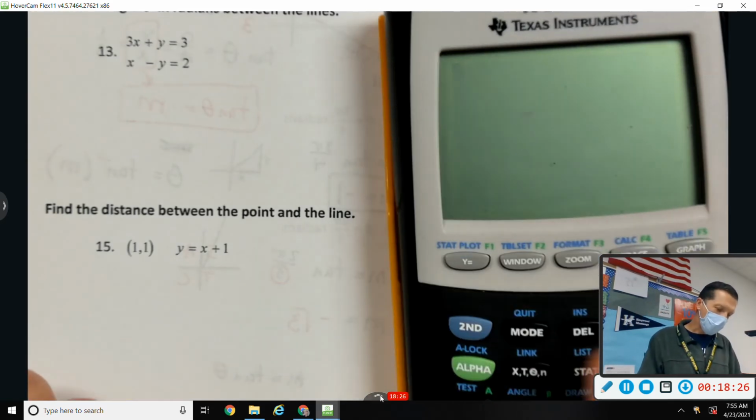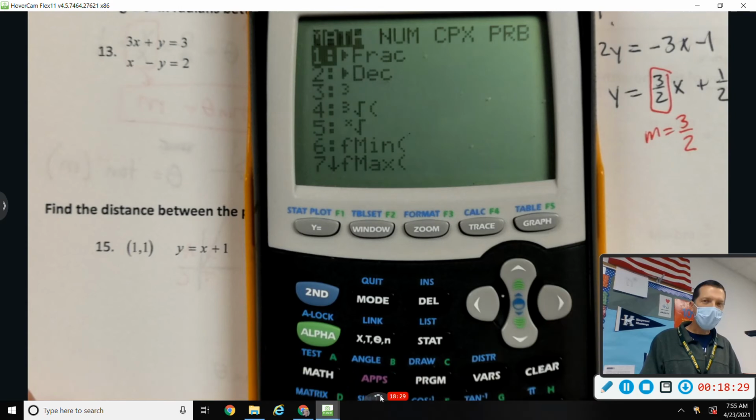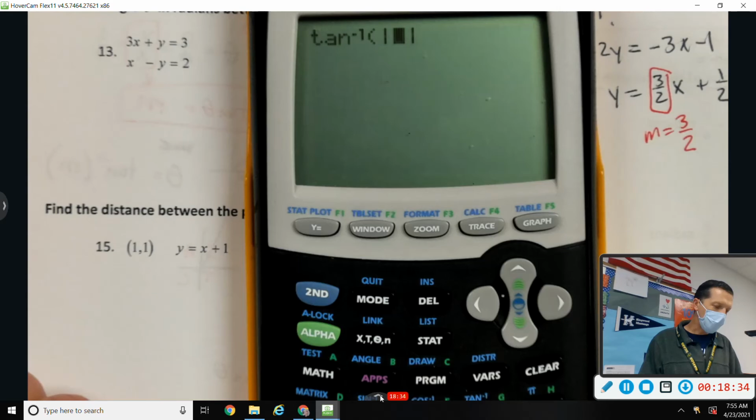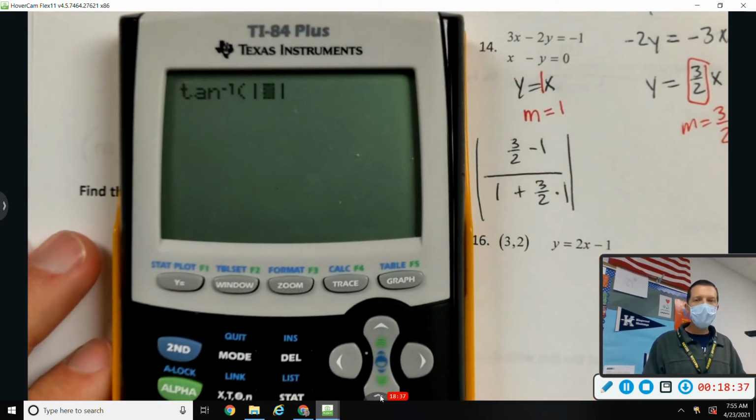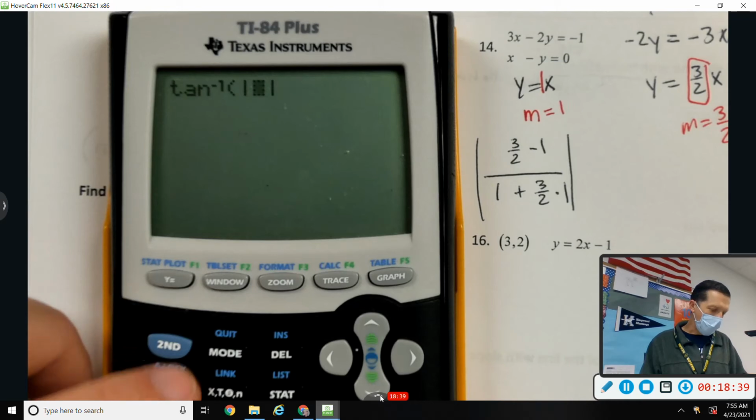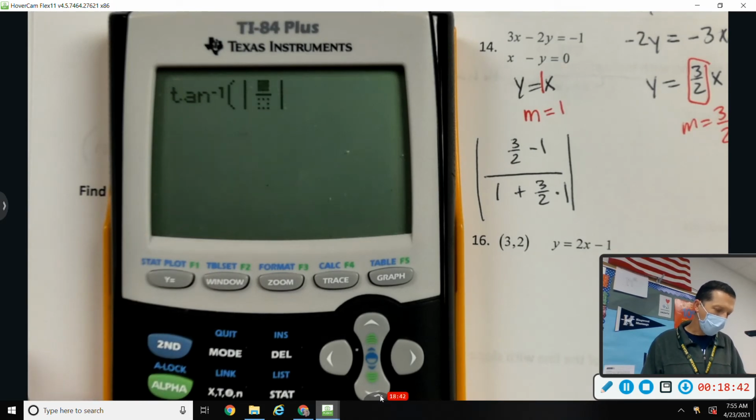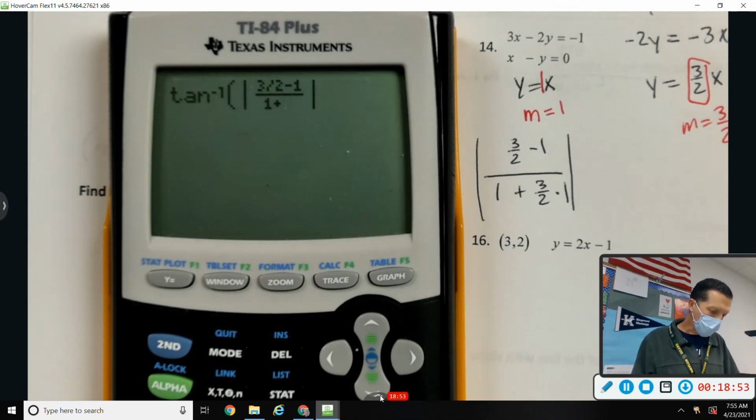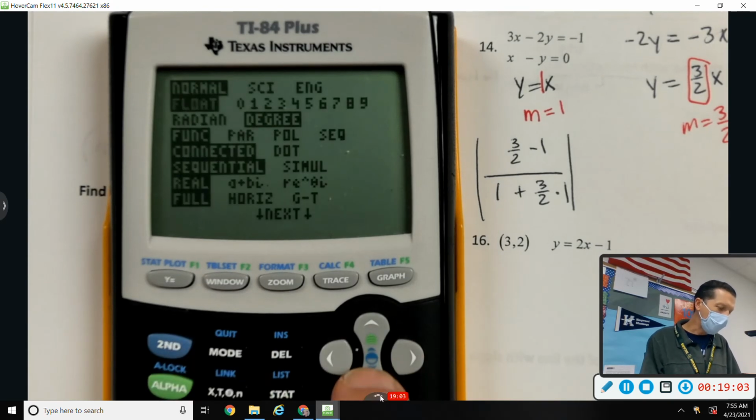Okay, so inverse tangent, math, and then num for abs. And then I think maybe a fraction bar. We'll just make this look exactly like our paper here. So 3/2 minus 1. I guess you could have gone a fraction within a fraction, but come on, it's just 3/2. We can handle this. Over 1 plus 3/2. Whoops, I grabbed a different calculator, so I need to switch back to radians.